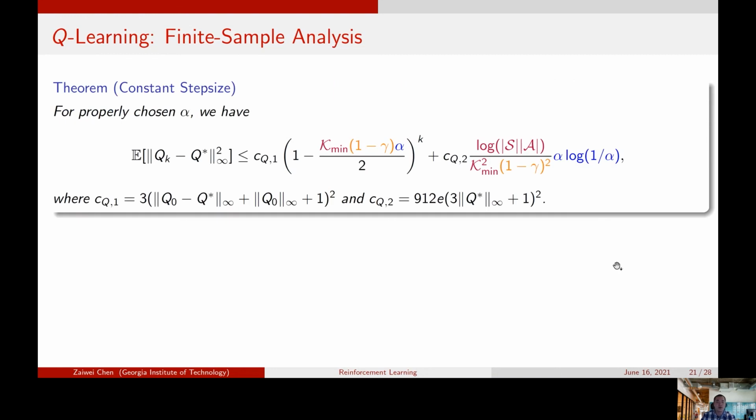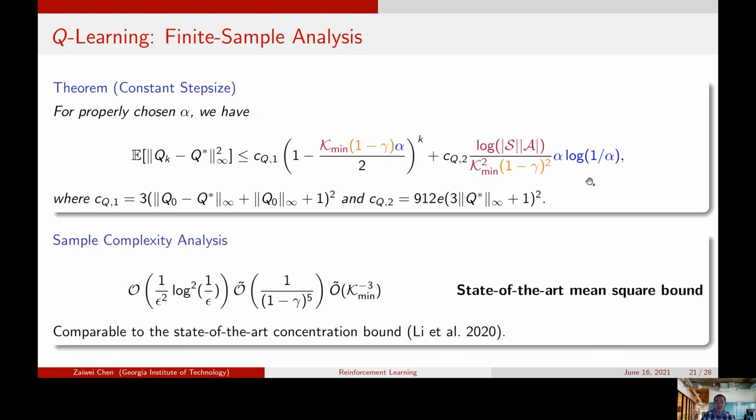Here is our result. For simplicity, here we only provide the result for using a constant step size. So when the step size is properly chosen, we have the inequality here. The right-hand side is composed of two terms. The first term goes to zero geometrically fast, and the second term is a constant which is proportional to step size times log 1 over step size. From this finite sample bound, we can derive the sample complexity.